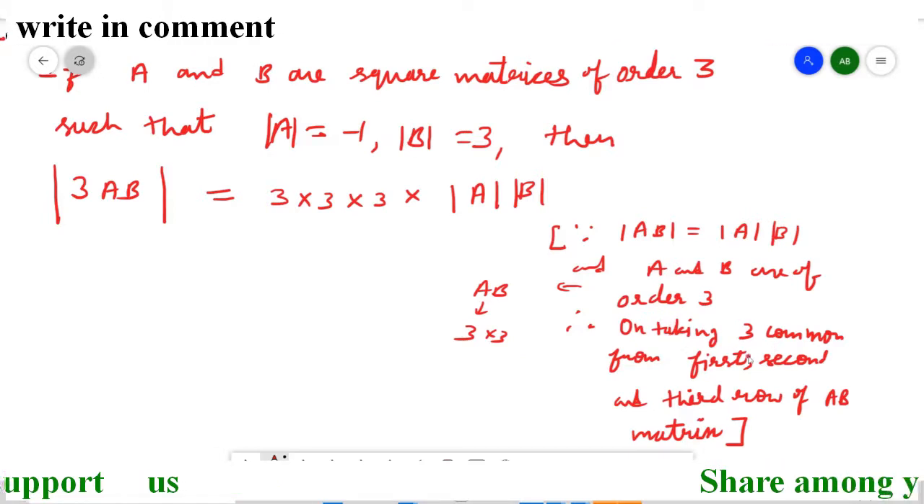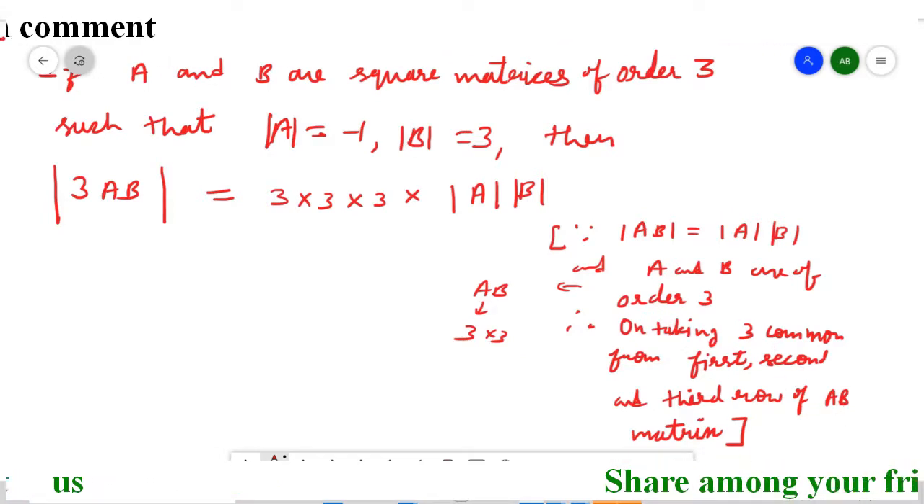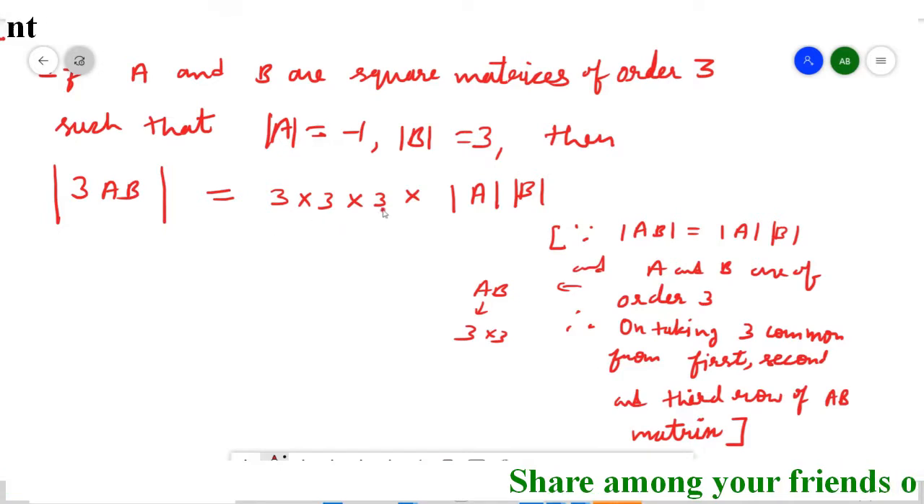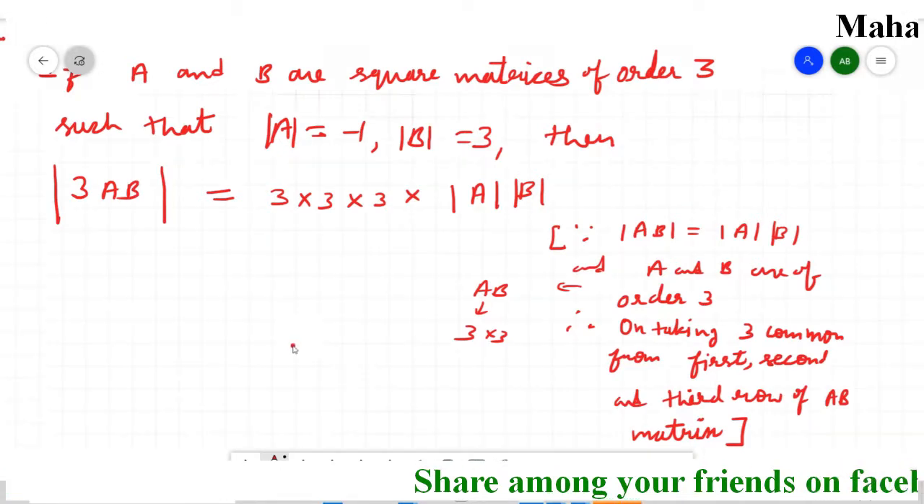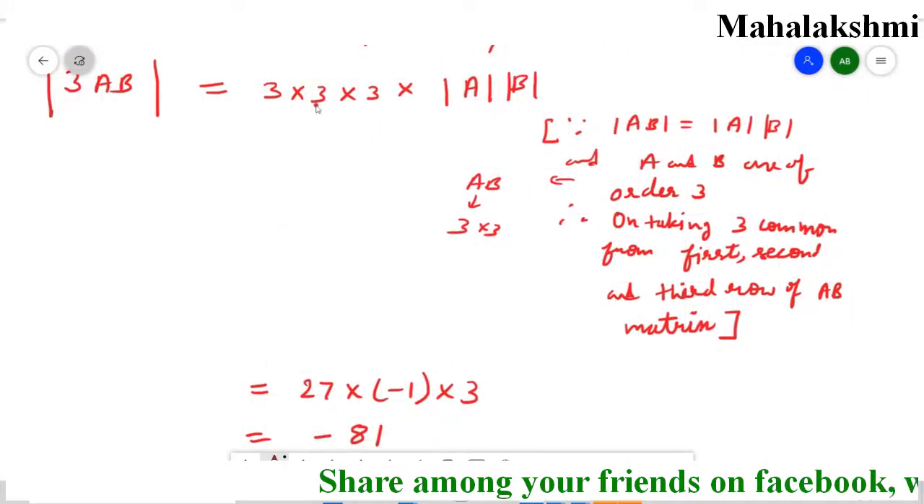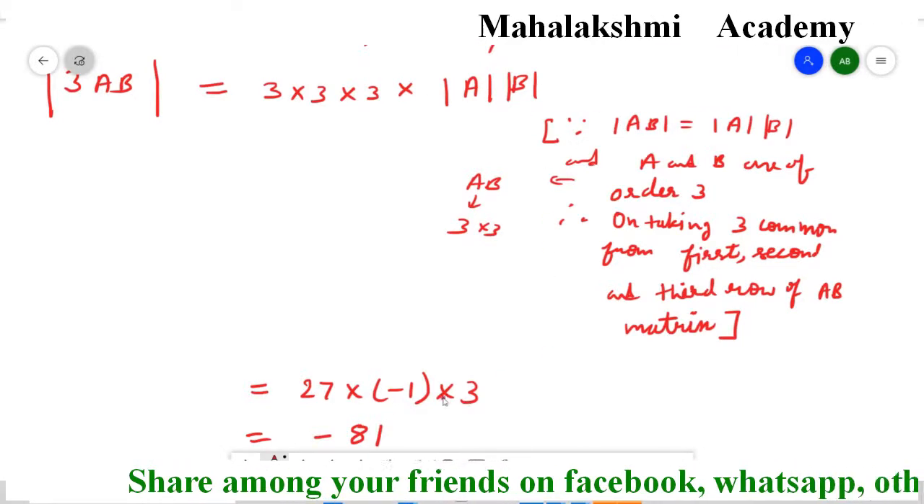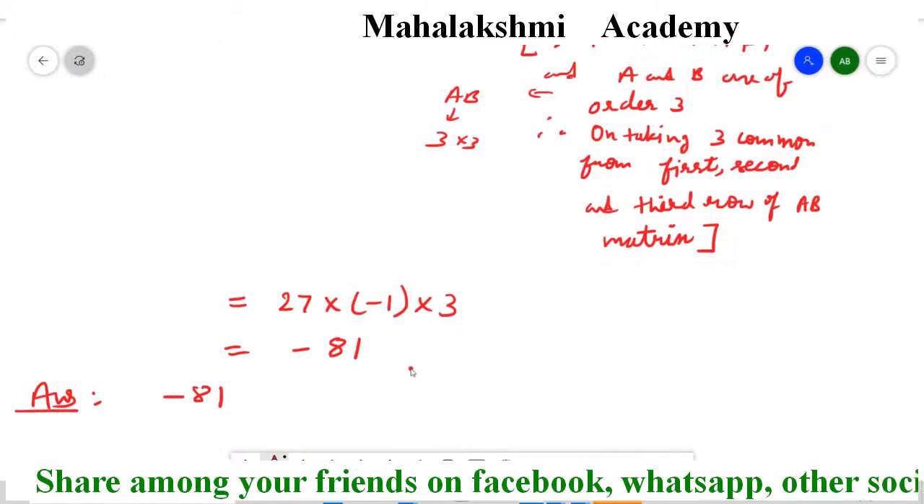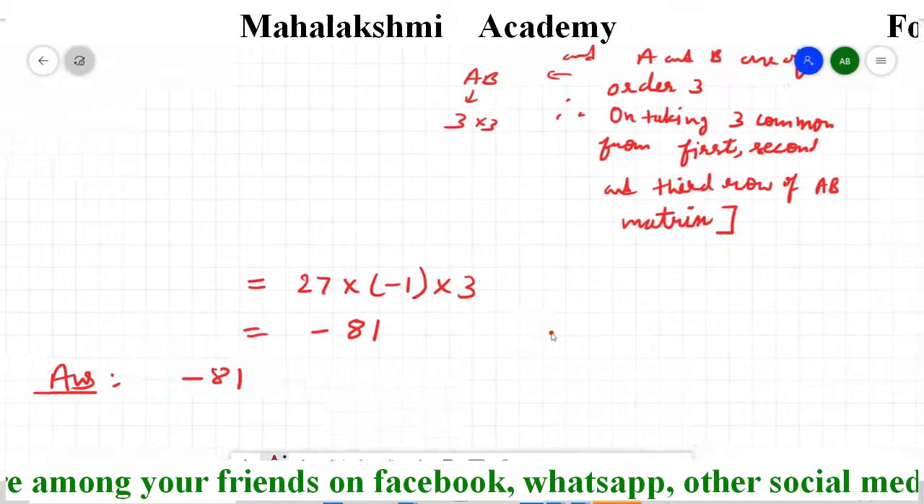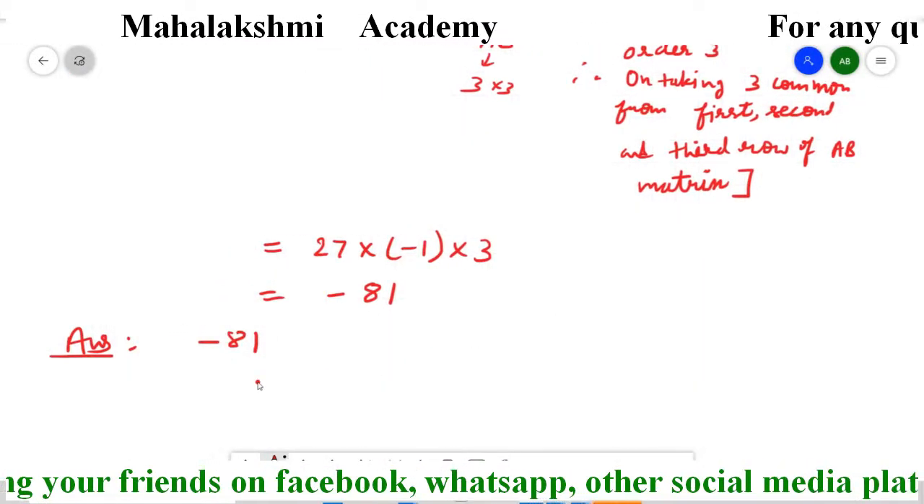On taking 3 common from the first, second and third row of the AB matrix, that's why this 3 appeared three times. When we multiply them, you will get 27, and the determinant of A and the determinant of B are given to us as -1 and 3. So the answer is -81.